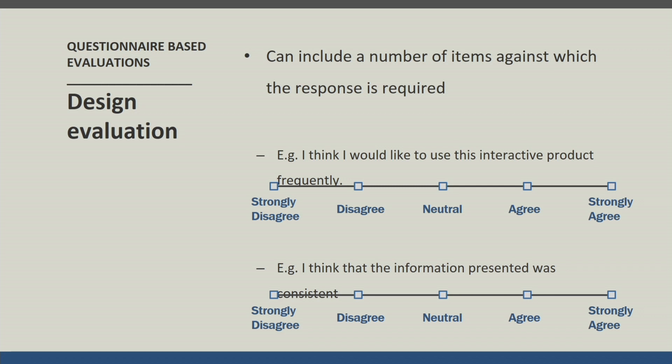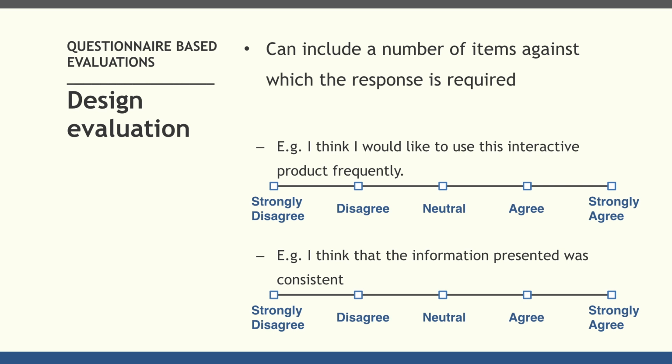In terms of scalability, a questionnaire can include a number of items, not just one or two. Maybe you can go up to 10 or 12 or 15 of these questions, but once again be precise, specific and concrete in composing those questions. An example of such a question would be: let us say as a user you have used a particular system, and post your usage you are given this questionnaire, where one of the statements is, I think I would like to use this interactive product frequently. Since I have used the product, I may disagree with this statement, agree, strongly agree or strongly disagree, or I may choose to be neutral. So this is my subjective response to a statement which is written above the scale.